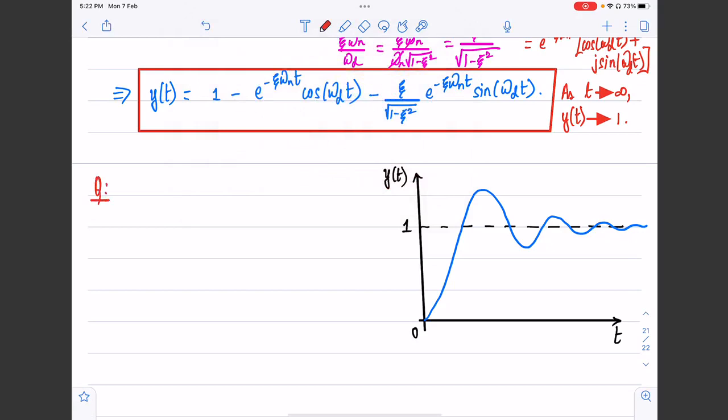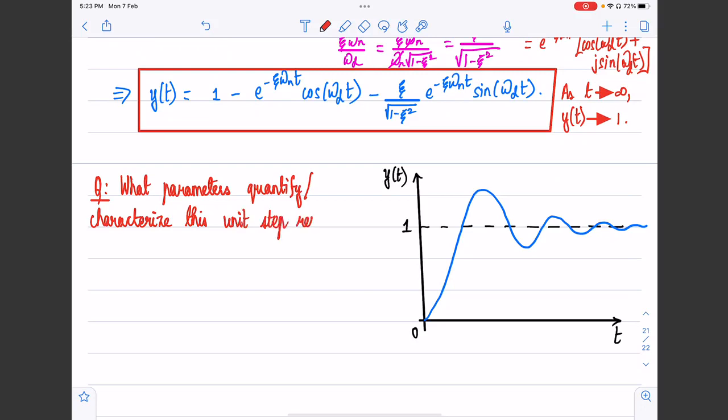So now the question that arises is the following: what parameters quantify or characterize this unit step response? What do I mean by this? The unit step response of underdamped second order systems. That is a question we are going to answer by proposing some parameters. All right, so let's do that.